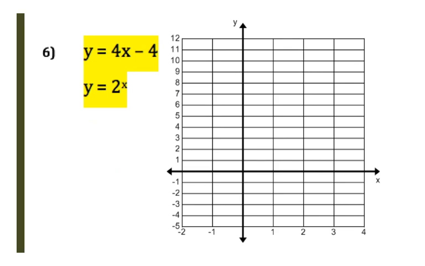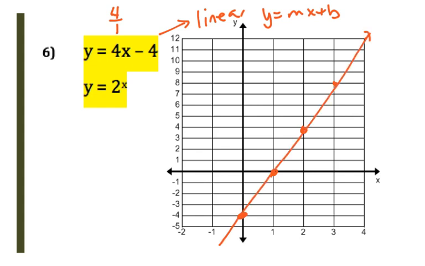Okay, for number 6, the first equation is y equals 4x minus 4. And the second equation is y equals 2 to the x power. The first one is linear because it's y equals mx plus b form. So I'm going to start at -4. My slope is 4, so that's 4 over 1. So I'm going to go up 4 over 1, up 4 over 1, and I can keep doing that. Connecting those points, there's my one line.